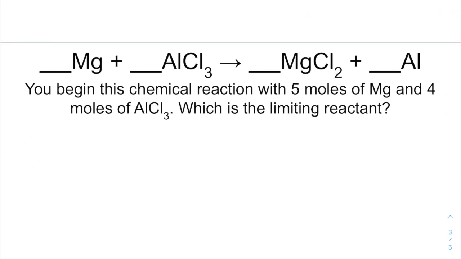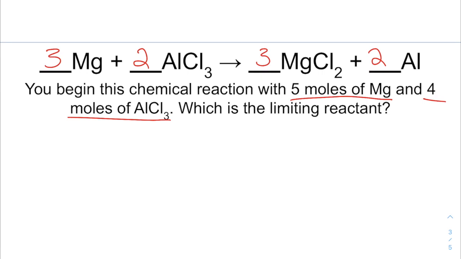So first of all, we have this chemical reaction. We first need to actually balance it. So let's go ahead and balance it really quick. We begin this chemical reaction with 5 moles of magnesium and 4 moles of AlCl3. Which is the limiting reactant? The way that we determine a limiting reactant is we figure out how much product each of those amounts can make and then compare them.